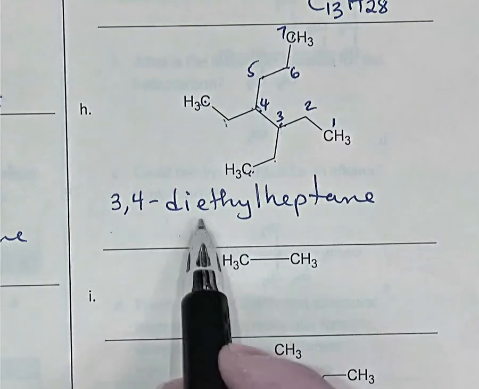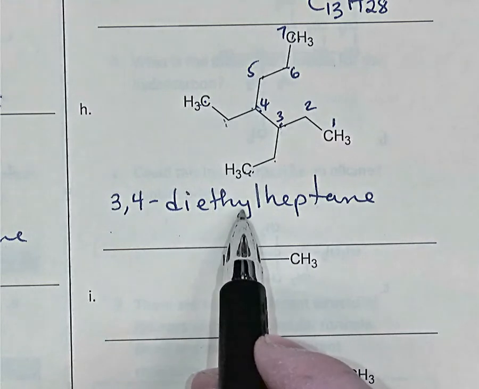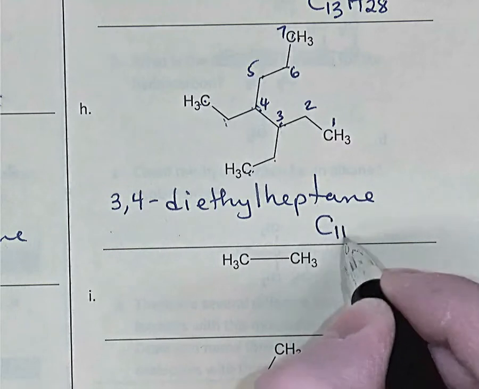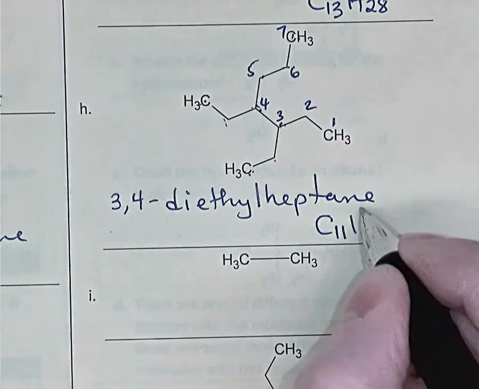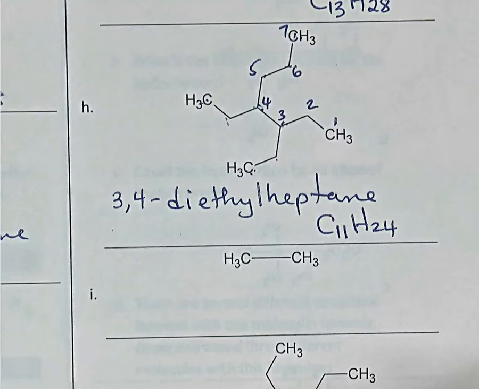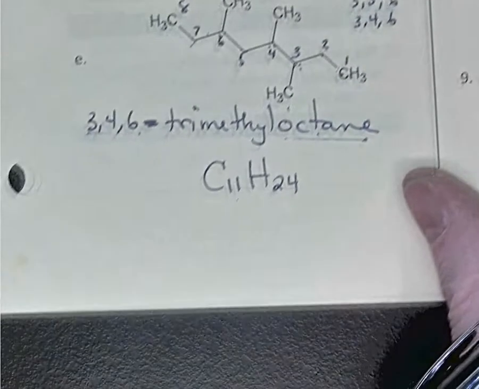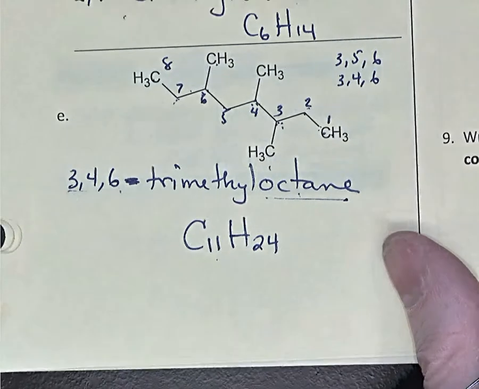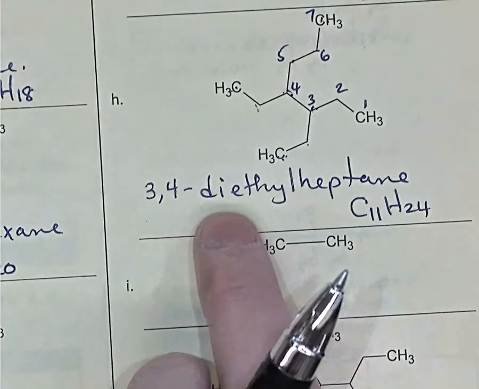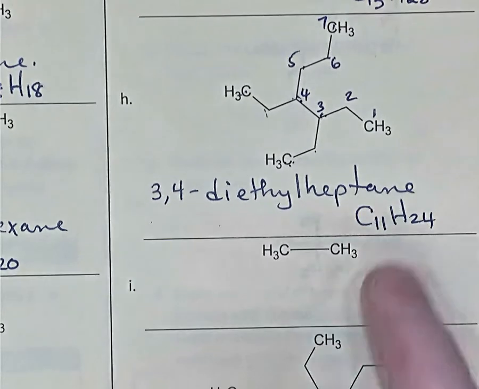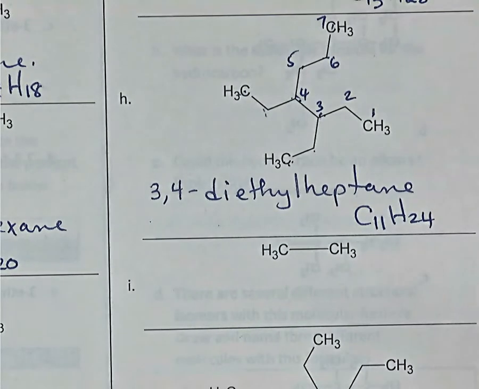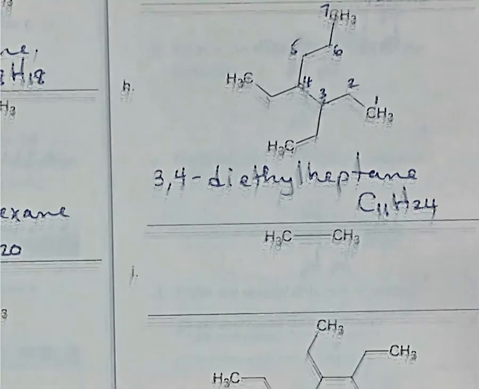7 carbons plus 2 is 9, plus 2 more, because it's diethyl. This is C11 and H24. And just like earlier, we've seen that molecular formula earlier but it was a different molecular structure. So this molecule and this molecule are structural isomers. Okay? They're isomers. They have the same molecular formula, but they're different molecules. They have different molecular structures.